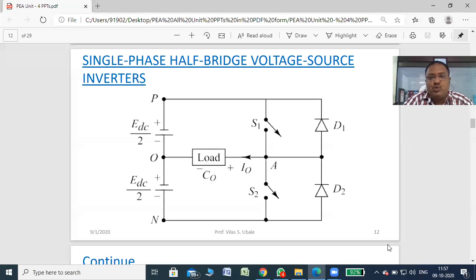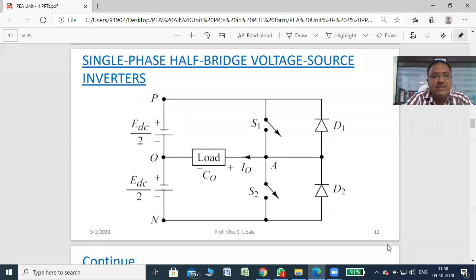We are using here two switches, S1, S2. Diodes D1, D2 are called freewheeling diodes. These diodes may be used sometimes, maybe not, but with inductive load they are always used. With resistive load, it is not necessary to connect the diodes, but with inductive load we should connect the diode. So freewheeling diodes are connected, two switches S1 and S2, right? This is called a half bridge because we are using only two switches, so the circuit is called a half bridge voltage source inverter.